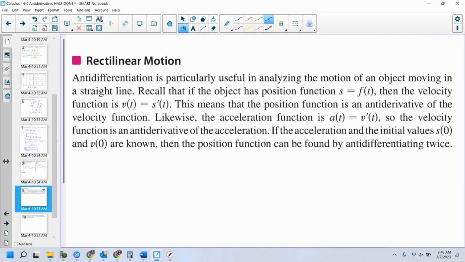All right, another key concept that we have to learn about is what's called rectilinear motion. Antidifferentiation is particularly useful in analyzing the motion of an object in a straight line, and that's where it gets its name. Rectilinear motion. See the root word in there, linear? Straight line path.